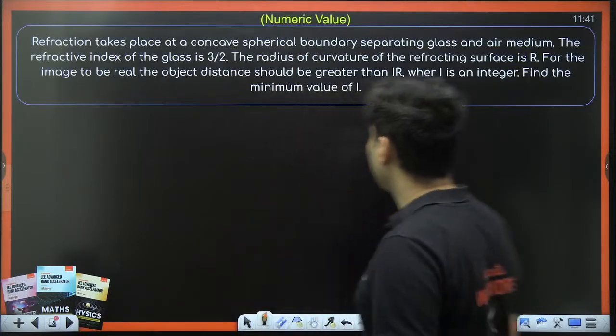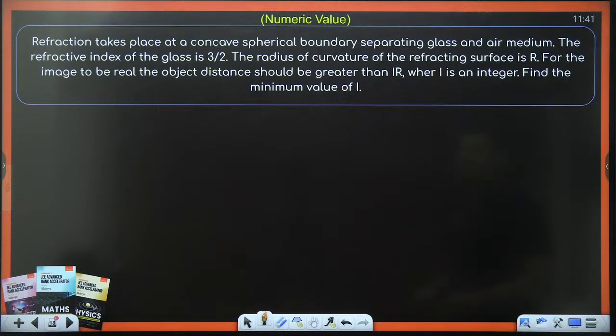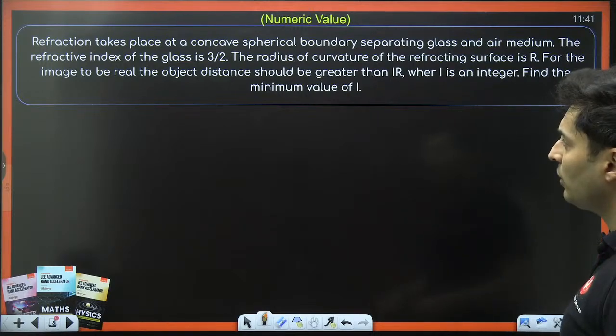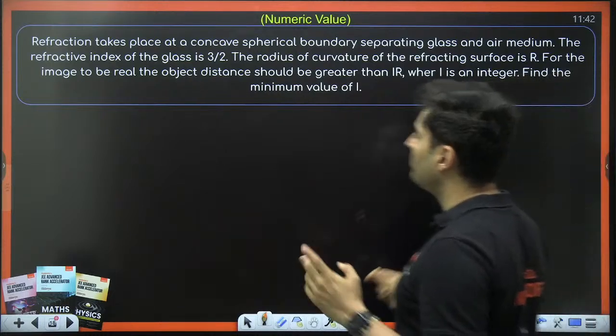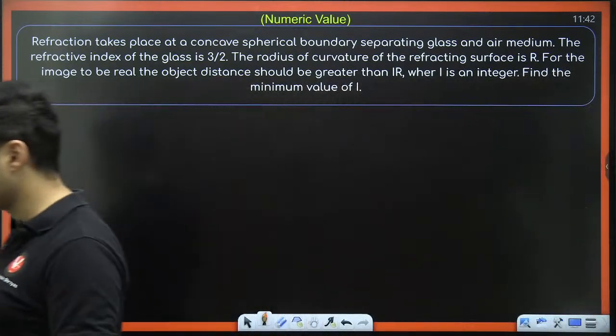Okay, moving on. Next question. Refraction takes place on a concave spherical boundary separating glass and air medium. The refractive index of glass is 3/2. The radius of curvature is R. For the image to be real, the object distance should be greater than IR, where I is an integer. Find the minimum value of I.